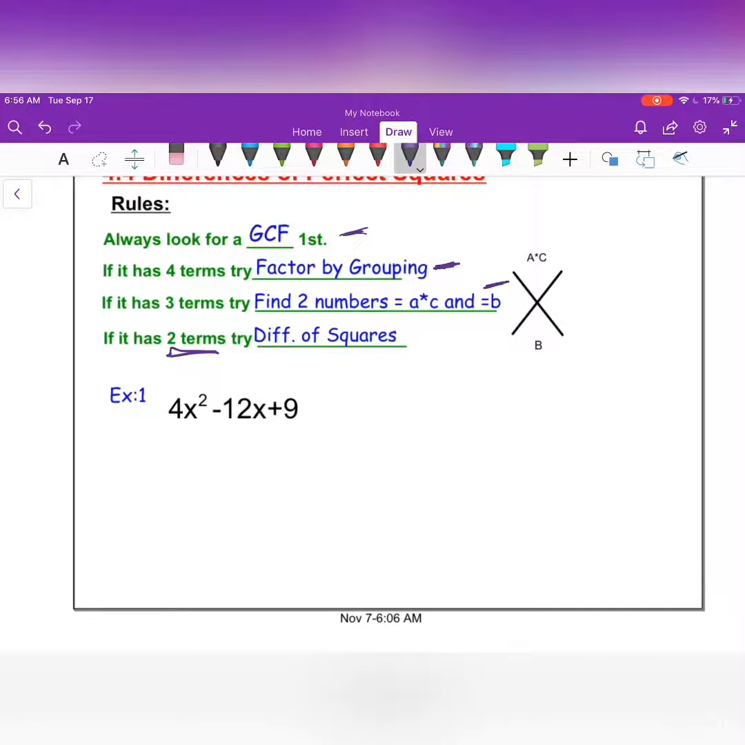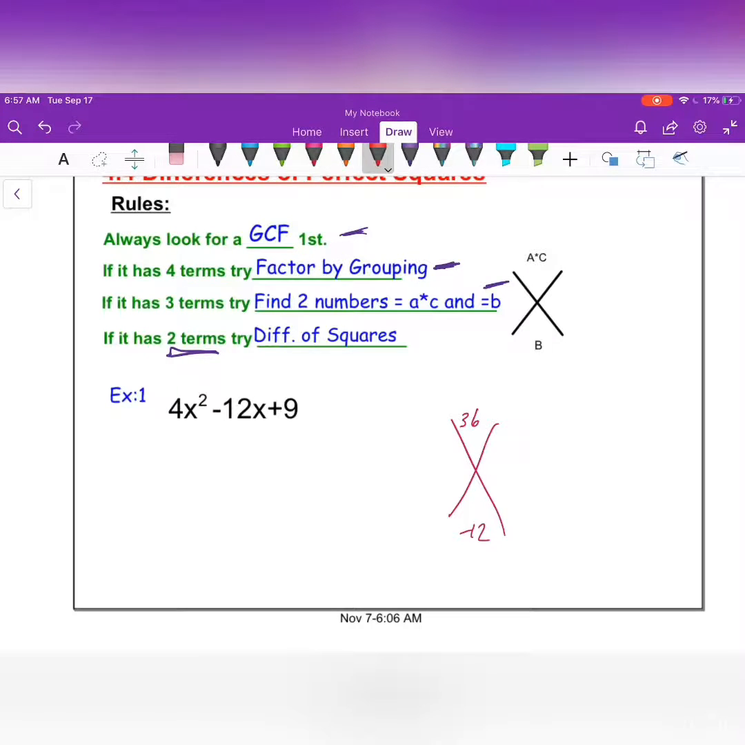So the first example is just to kind of go through these motions. First thing you look for is a GCF, and these two actually have a 4 in common, and the second two actually have a 3 in common. But they don't all actually have something in common. So we go through our Xbox technique for this one. A times C here would be 36, and it has to add up to be negative 12. So you have to find 2 numbers that'll multiply to be positive 36, but add up to be negative 12.